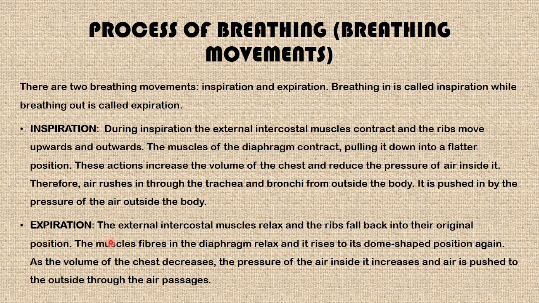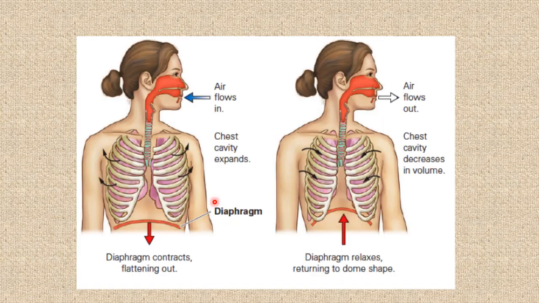Now expiration. During expiration, the external intercostal muscles relax and the ribs fall back into their original position. The muscle fibers in the diaphragm relax and it rises to its dome-shaped position again. As the volume of the chest decreases, the pressure of the air inside it increases and the air is pushed to the outside through the air passages. Now this is the pictorial representation of what I just described in the previous slide.